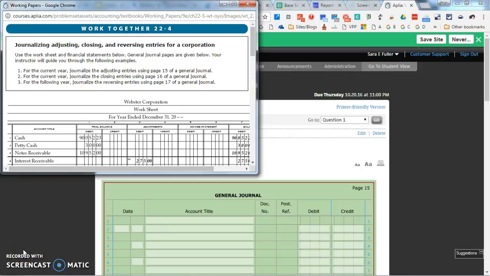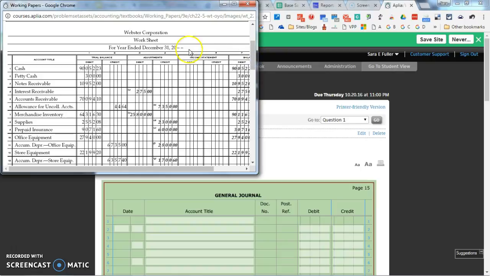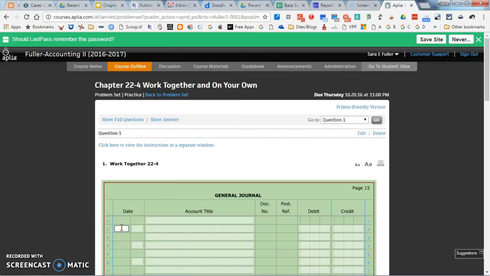For 22.4, we have 3 different sets of information that we are journalizing. Adjusting entries, closing entries, and reversing entries. We're going to start out with adjusting entries. And remember, all of this information is coming from our worksheet. So adjusting amounts come from the adjustments column. So our date for all of these is going to be December 31st.